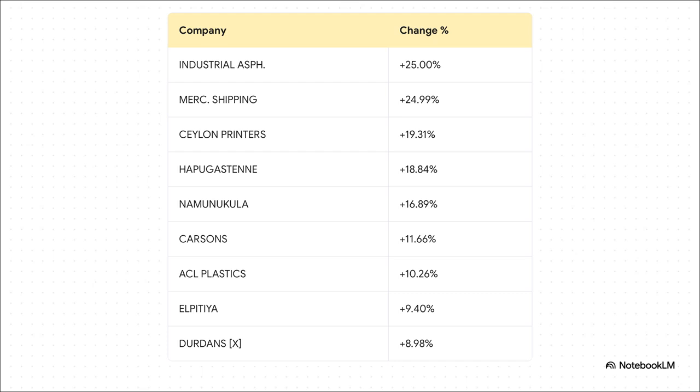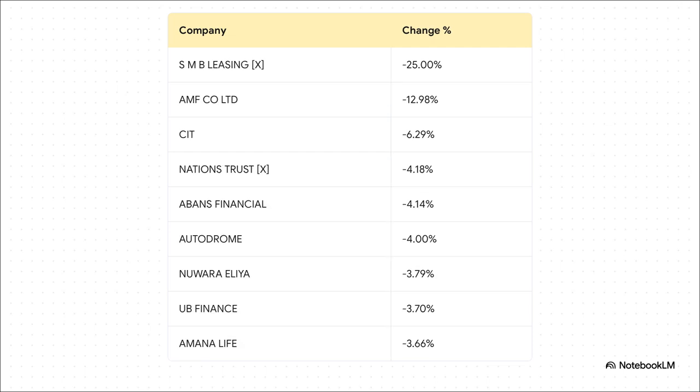I mean, look at the top gainer here, industrial asphalts. It shot up 25% in a single day, and that shipping company right below it wasn't far behind. This tells you which specific pockets of the market were having a fantastic day. Of course, you've got to get the whole picture, so it's not always good news. We also take a quick peek at the top losers. One leasing company here, S&P Leasing, dropped by the maximum 25%. It's just a good reminder that risk and reward go hand in hand.